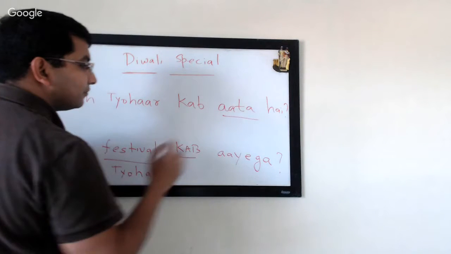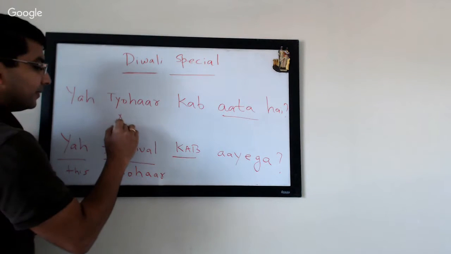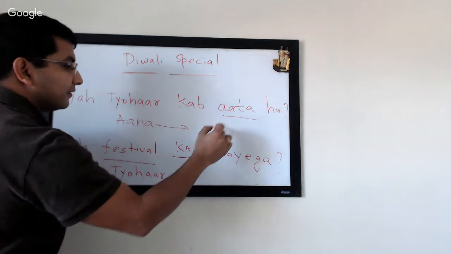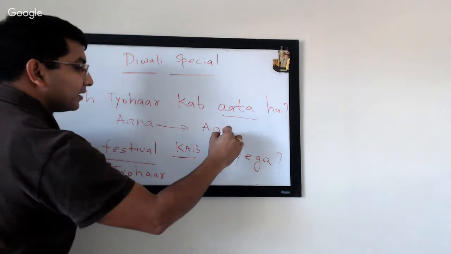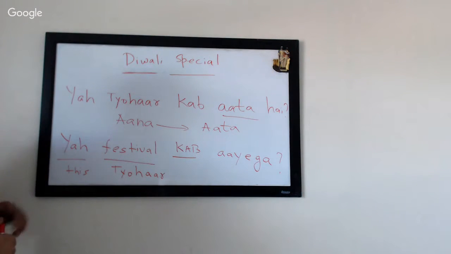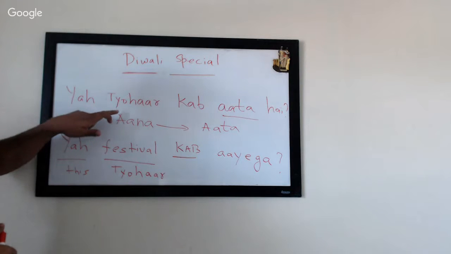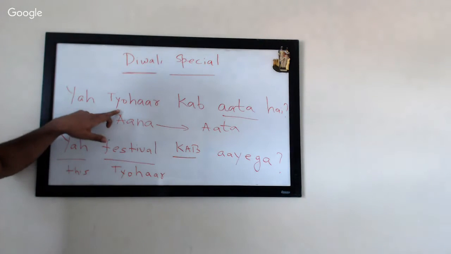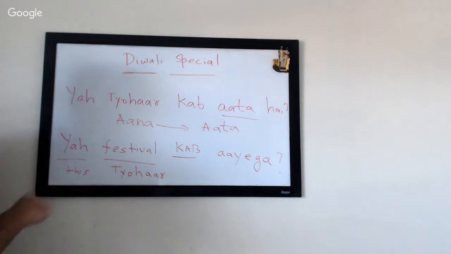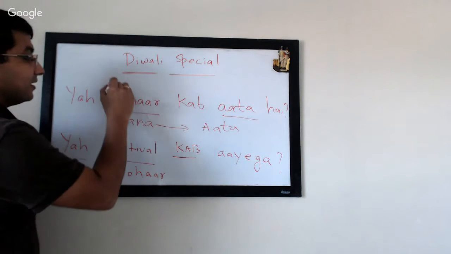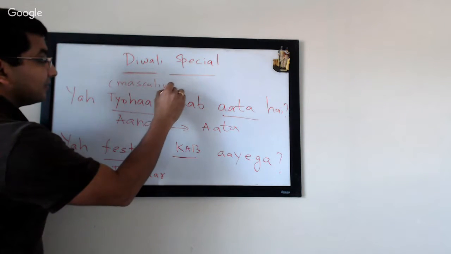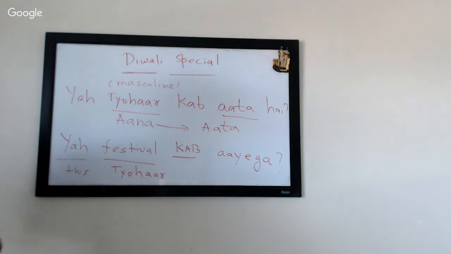And again, if you focus, the base verb is ana, and because it's present indefinite, we are saying आता. यह त्योहार कब आता है, right? It's interesting because when we spoke about Diwali, we said it's feminine, right? But when we said Tyohar, it's considered masculine.